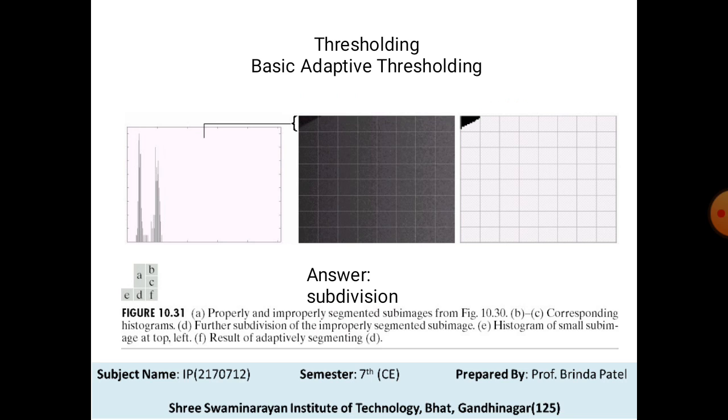Here is another example, which is the subdivision. These are properly and improperly segmented sub images corresponding to the histogram.